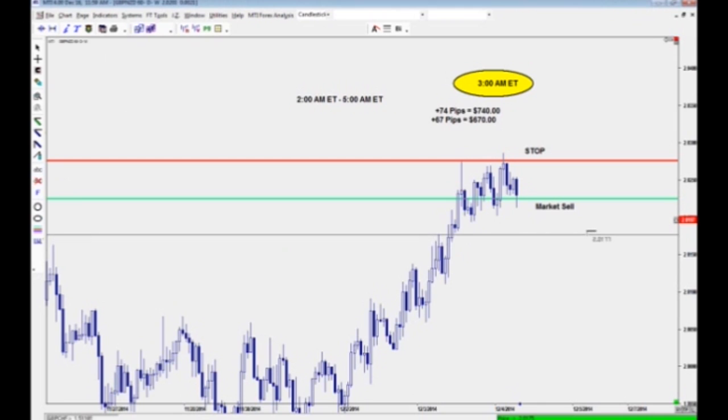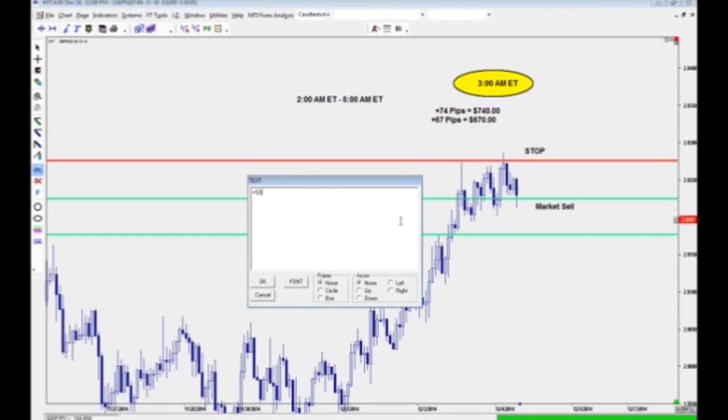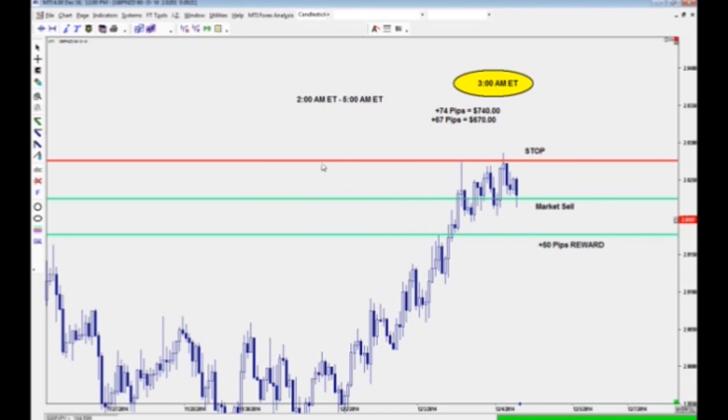We will drop it right there. With that being said, we're going to label this our reward. We're going after 50 pips, so plus 50 pips reward. All right. Now, let's advance the market forward. We're going to see what happens.